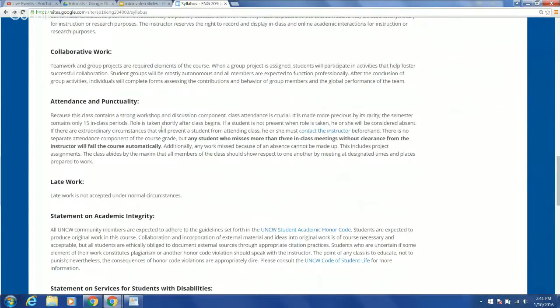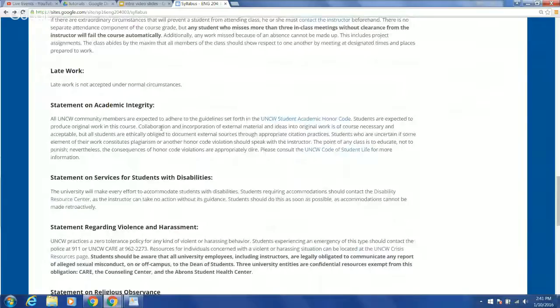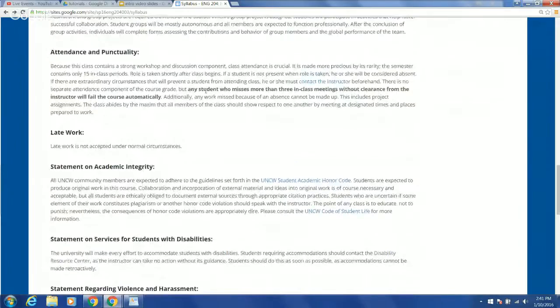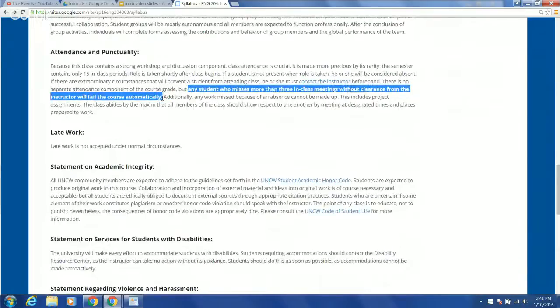Attendance and punctuality. There's no separate attendance grade. The thing to be aware of is that if you miss any more than 3 in-class meetings, you just fail. That's 20% of the course. We only meet 15 times, so times 5. That's a huge chunk of the course.